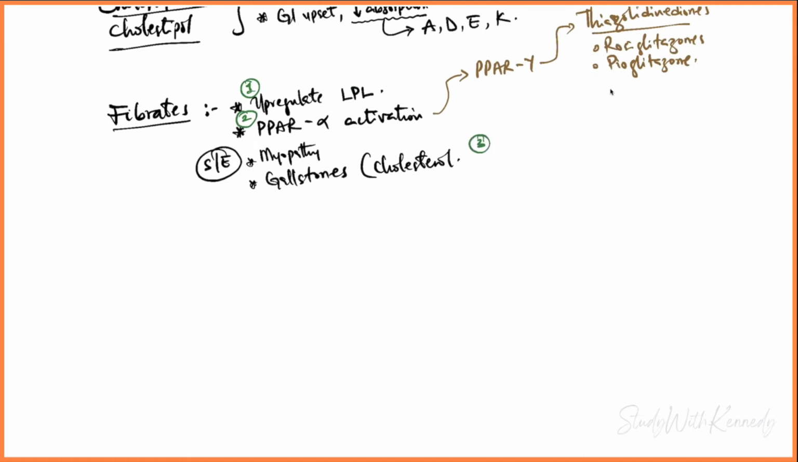You want to know that fibrates inhibit another enzyme, 7-alpha hydroxylase. Fibrates inhibit 7-alpha hydroxylase. You don't need to know much about this enzyme. It's a P450 enzyme, right? I've not seen this tested anywhere before.